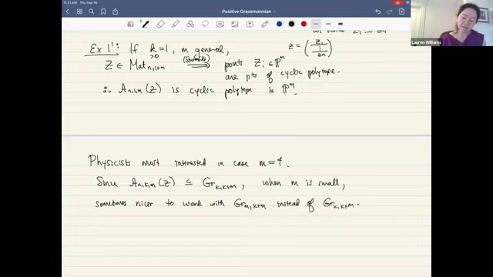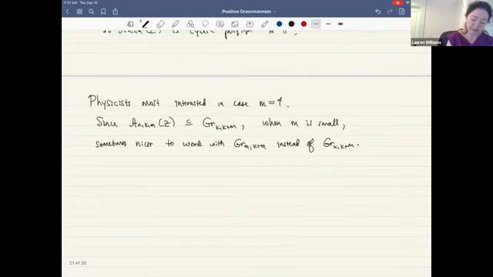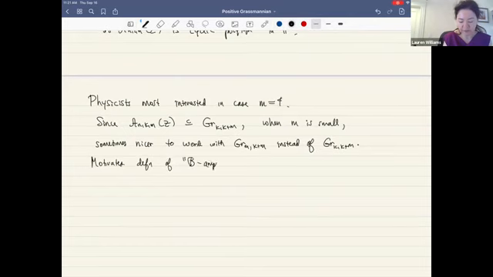Okay, so that motivates what I want to define next, which is a sort of alternate definition of the amplituhedron that we called the B amplituhedron. Okay, any questions so far?